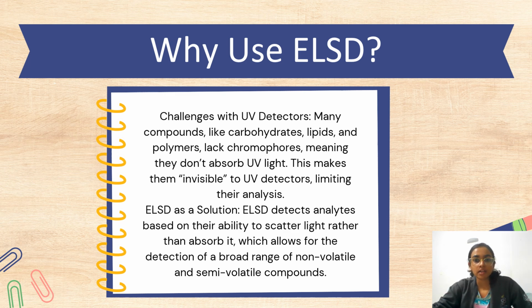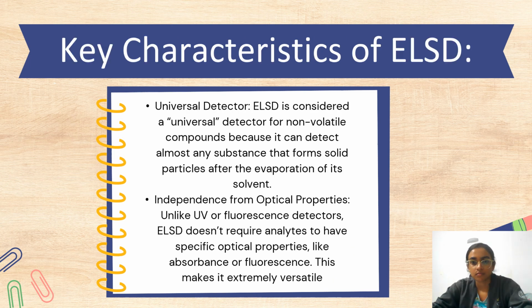Many compounds like carbohydrates, lipids, and polymers lack chromophores, meaning they don't absorb UV light. This makes them invisible to UV detectors, limiting their analysis. ELSD has a solution. ELSD detects analytes based on their ability to scatter light rather than absorb it, which allows for detection of a broad range of non-volatile and semi-volatile compounds.